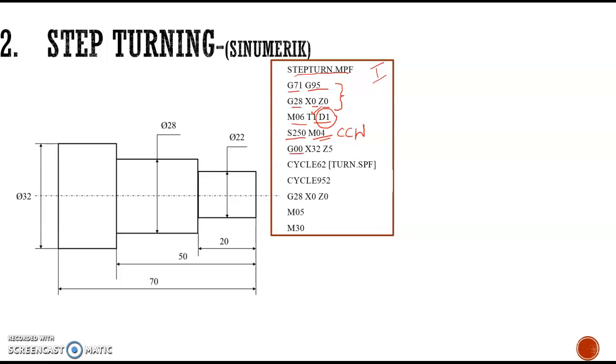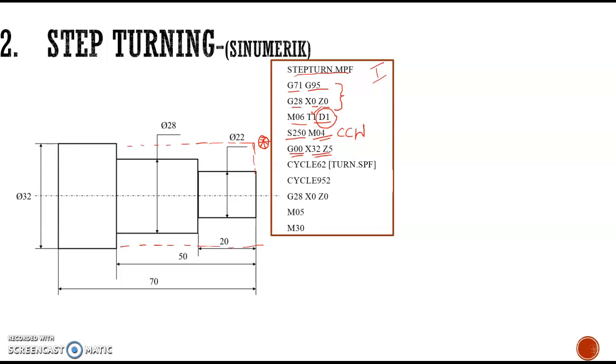Then the G00 code is given. We are calling the tool to some initial position. Here the initial position is given as X32 and Z5, because initially the raw material will be like this. X32 means this diameter is maintained, and Z5 means it is 5 millimeter from this face. So this will be the initial position, and we are calling the tool to this initial position using the G00 code.